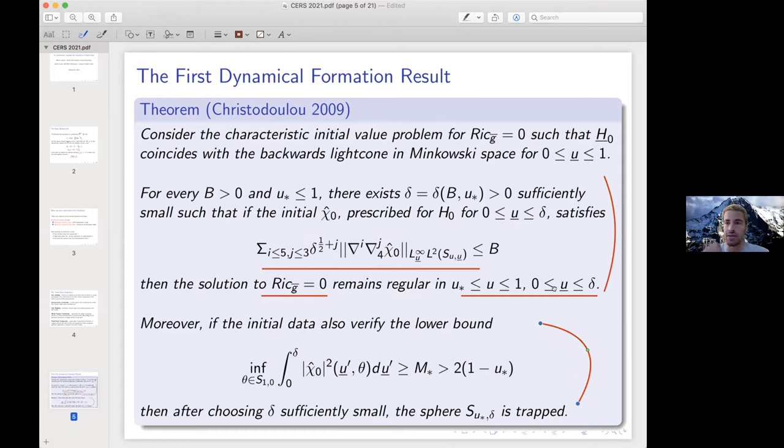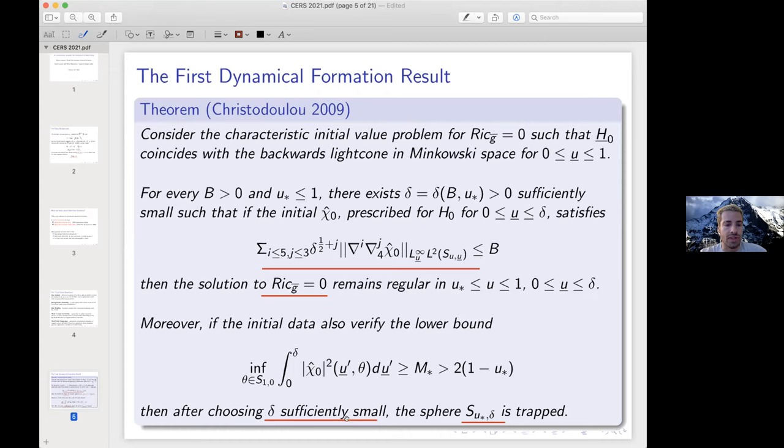You need to construct initial data that you can actually solve, right, in the sense of evolution, but it needs to be initial data that allows quantities to grow large. In particular, this infimum is over the angles on the initial sphere. So my angular parameter varies along the initial sphere, and then it's transported along the outgoing null cone. So this is saying that if the integral from zero to delta of the shear, so again, the traceless part of the null second fundamental form, if that's sufficiently large, then again, after picking your delta sufficiently small, then the sphere at the top of the diagram is trapped, right?